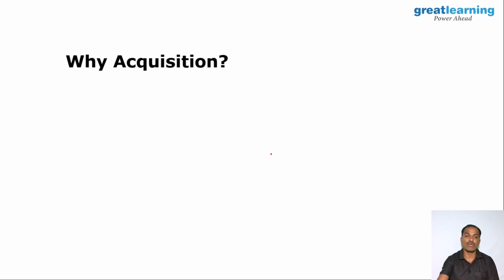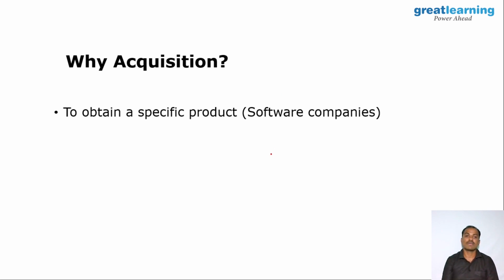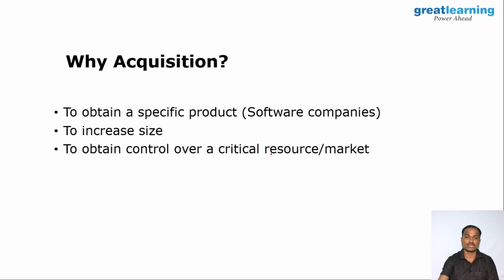Now, you must be thinking why? Why does acquisition happen? We have seen merger happens because of synergy benefits. Now, why do companies acquire another company? Okay, when companies come together, they'll have synergy benefit, that is merger. Now, why do companies acquire other companies? There are various reasons. A few reasons are to obtain a specific product. Okay, when it comes to software companies, they acquire other companies just to acquire the software product. To increase the size, to obtain control over the critical resources in the market. Okay, so these are some of the important reasons why companies acquire other companies.